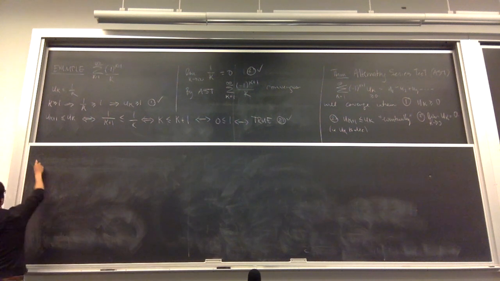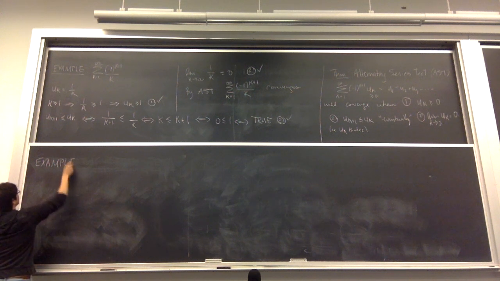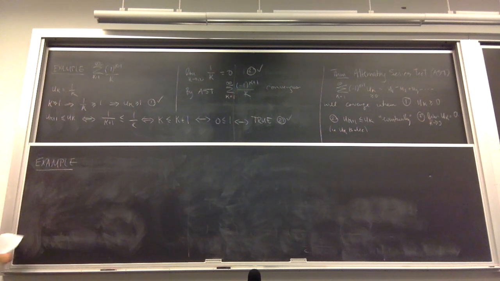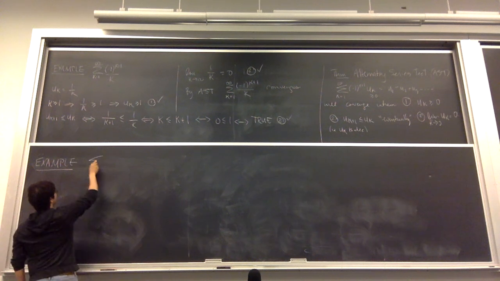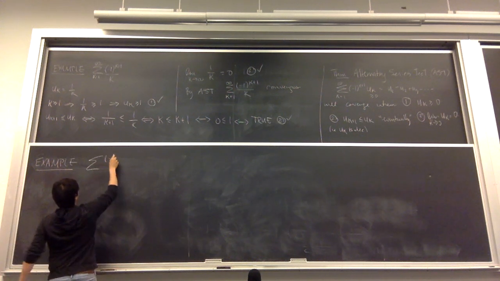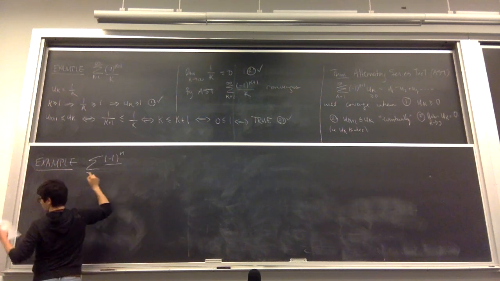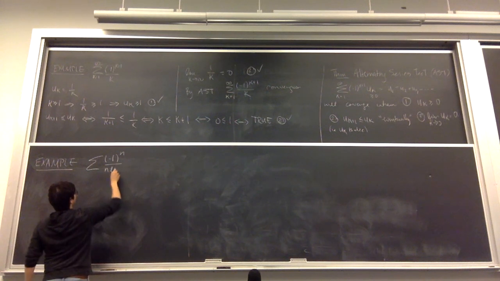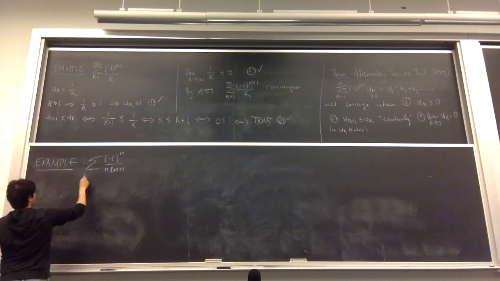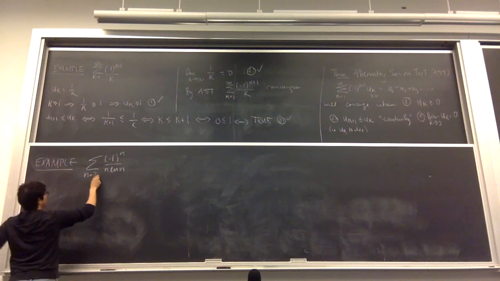Okay, this one's a little bit more tough because we're going to have to use a lot more of our tools. What about this one? The sum of (-1)^n over n ln n, where n goes from 2 to infinity.